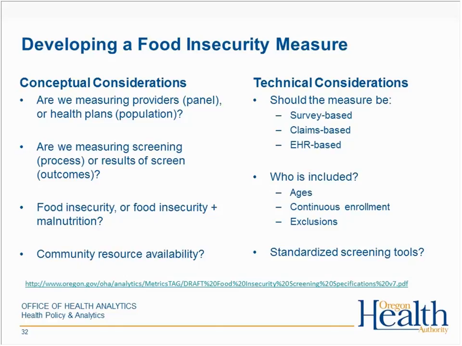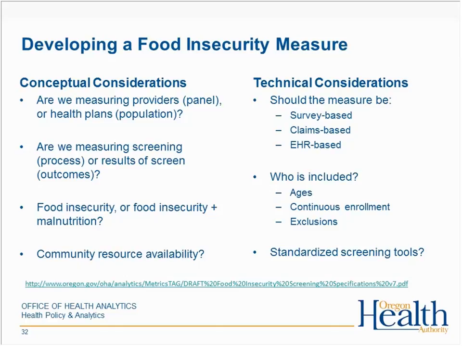On the technical side, do we want the measure to be survey-based, claims-based, data from EHRs? We heard loud and clear that for this kind of measure and to move into this arena, we really needed the data to be actionable. So that ruled out survey data for an incentive measure. We don't really want to survey just a random sample of each health plan because we wouldn't necessarily then be able to connect any of them with resources. We'd get a good sense of the prevalence of food insecurity in the population, but wouldn't necessarily actually help anybody do anything about that.